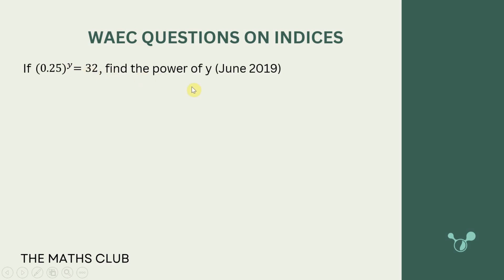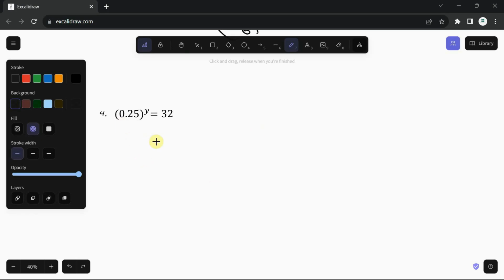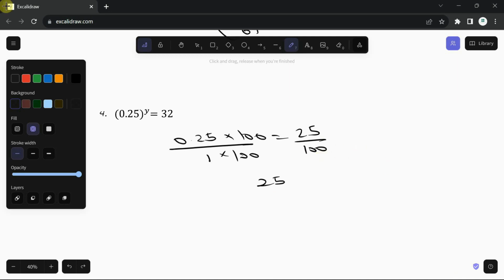the power of y. Now for us to do this, we have to first resolve this to a fraction, right? Based on what we said, divide it by 1, then multiply both the top and bottom by 10 raised to the power of the number of digits after the dot. So that is 10 raised to the power of 2, or 100. So this will be 25 over 100, right? So that will be 25 over 100 raised to the power of y is equal to 32.